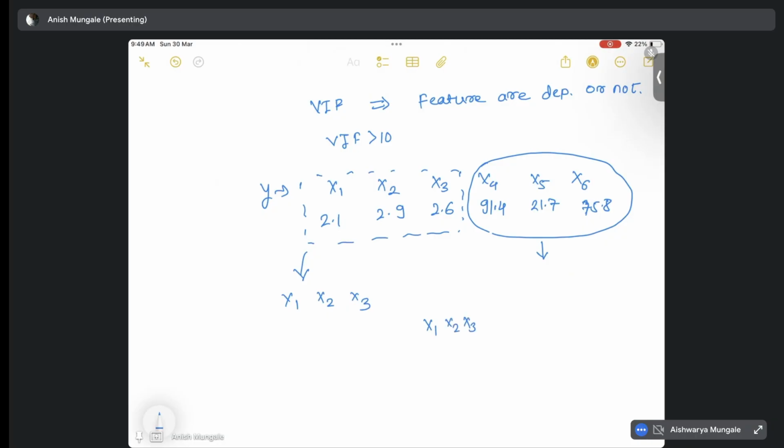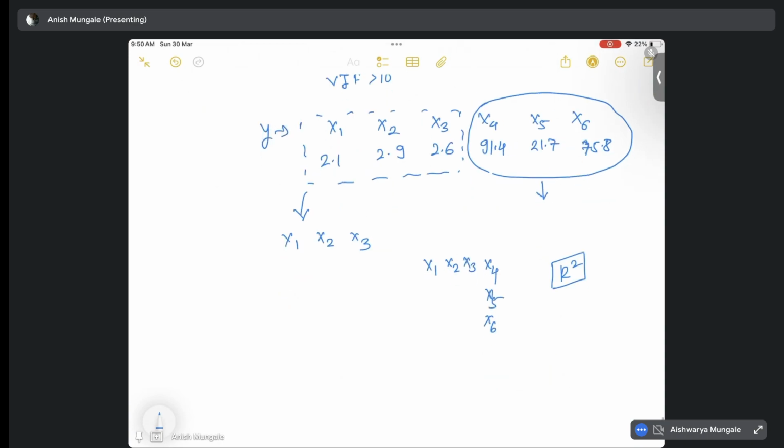So then you create a model with x1, x2, x3. Create subsets like this: x4, then x5, then x6. Check the R square score, and then whichever is the best you keep that.